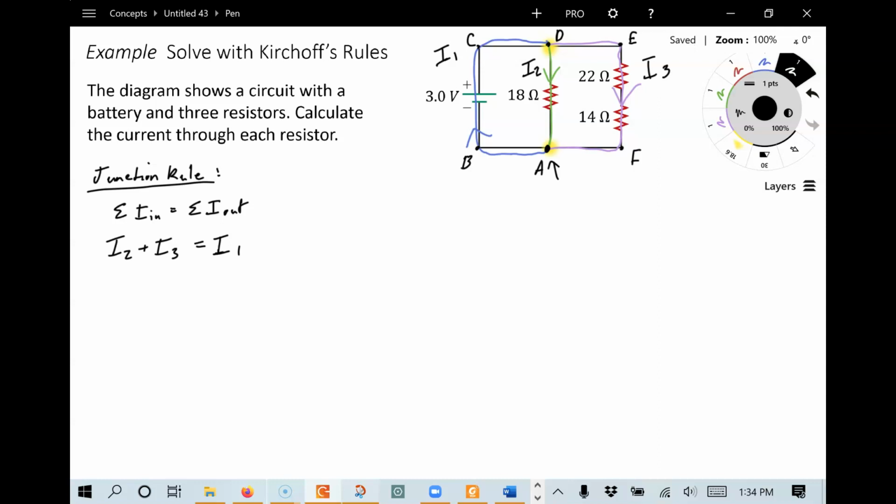So let's go ahead and do the loop rules. The first one I'm going to do is A, B, C, D, A. In other words, I'm going to circle around in this direction.